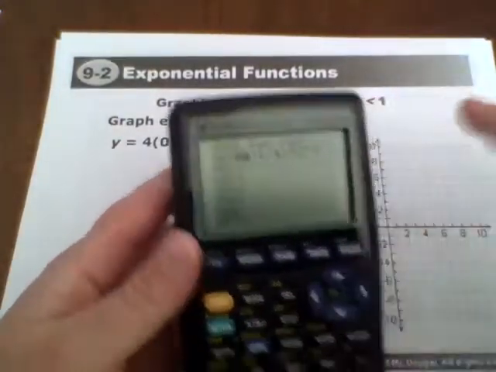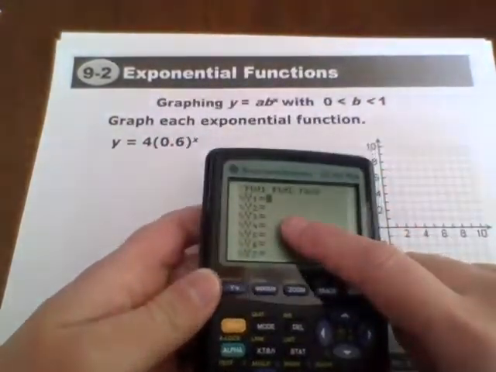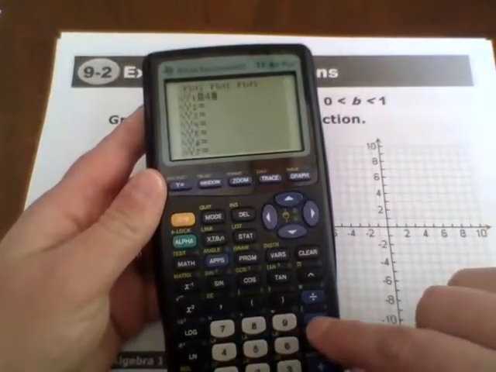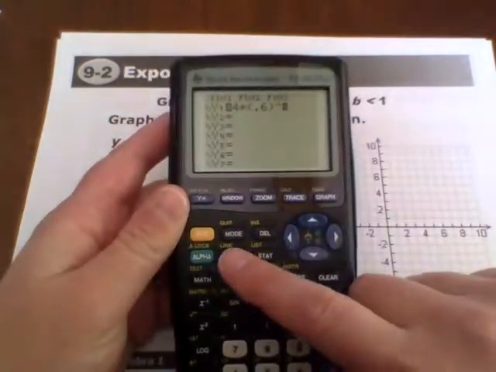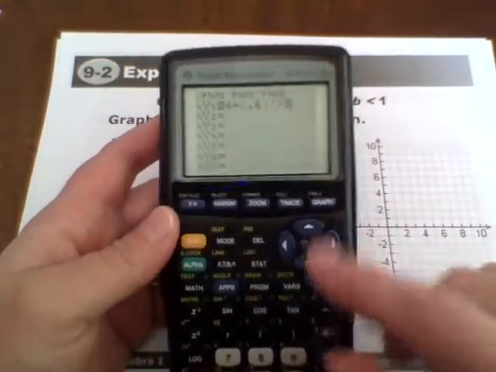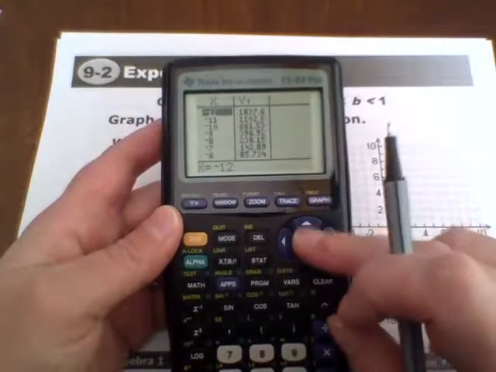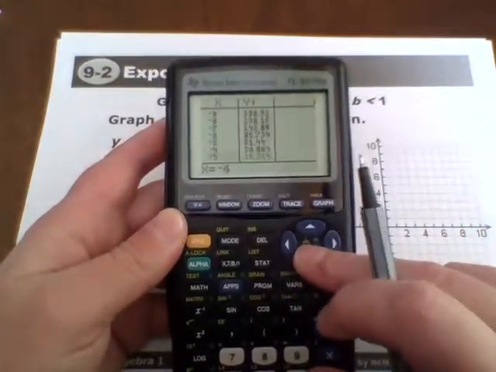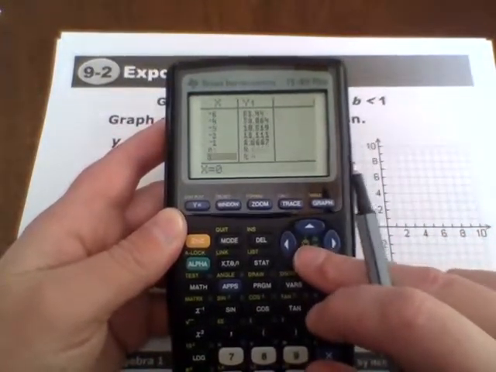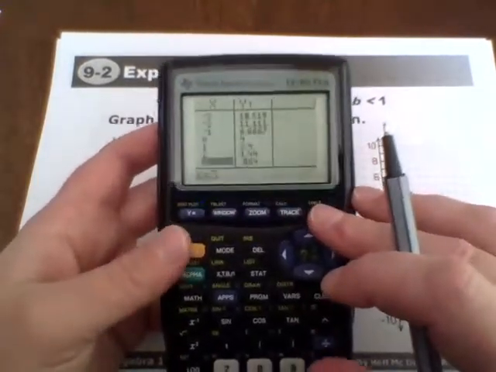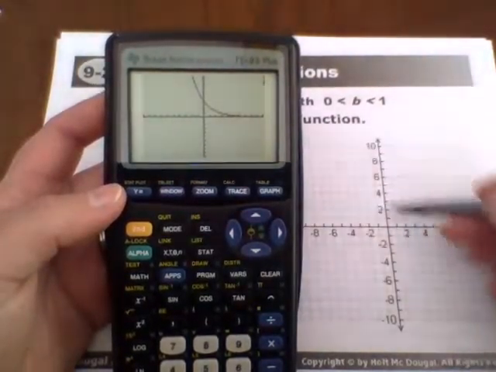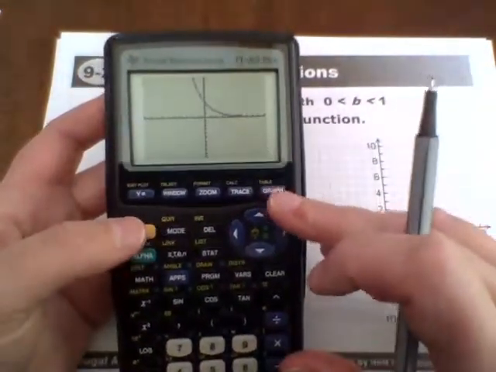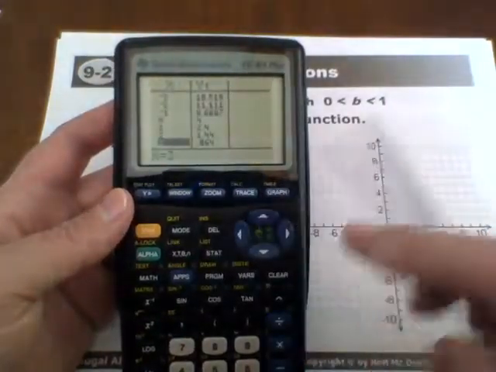So going back to the y equals, clearing out what you have there, we can insert 4 times 0.6, and that raised to the x power. And then we can go to the table. You can have it graph, but that's not really going to help you when you're plotting, because it doesn't tell you those specific points. As you look at the graph, you can't just guess where those points are. So it's easier to go to the table, second table, and then get the actual values here.